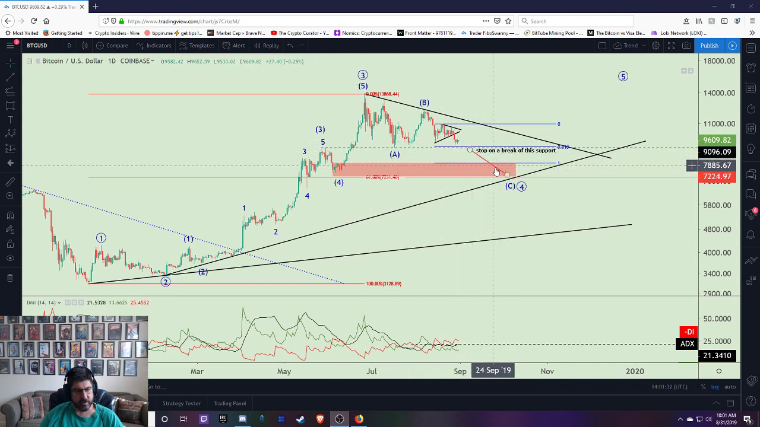So that's why I got this red arrow here. If this line breaks, I think we can get down into this zone, and that's where I'm going to be buying a lot more than what I'm trying to buy right here.